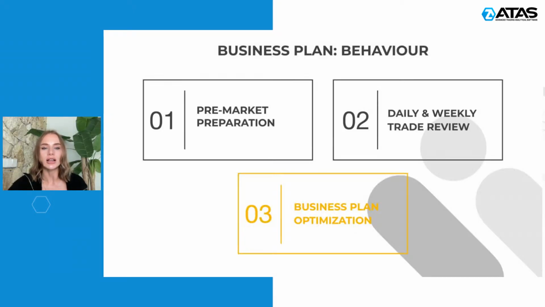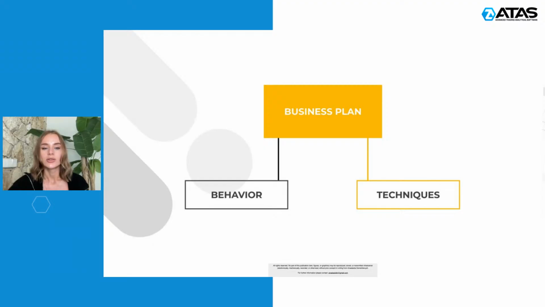And the third and last part about the business plan behavioral aspect is the optimization of your business plan. We're going to be covering the optimization of your business plan a little bit later, but I want you to just make a note about that for now.